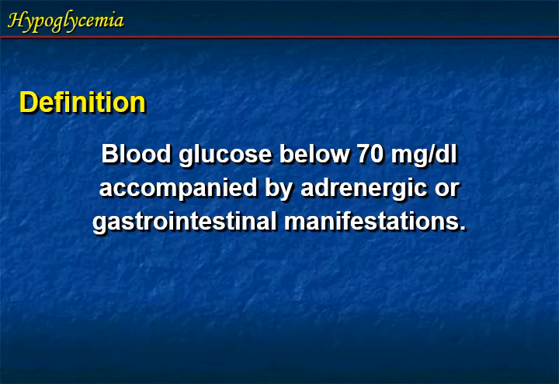Hypoglycemia by definition in the general population is a blood glucose measure below 70 milligrams per deciliter accompanied by adrenergic and gastrointestinal manifestations. And all the time we should remember that the figure alone is not enough. We should have both the figure below 70 and symptoms such as adrenergic and gastrointestinal manifestations.